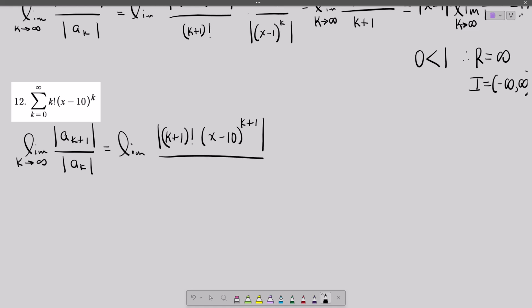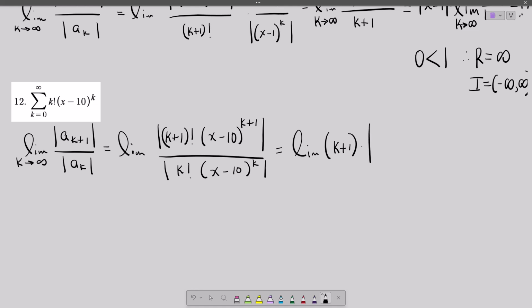So there is a sub k plus 1, and then a sub k in absolute value is that. And once again, we have our factorial cancellation. We know k plus 1 factorial is k plus 1 times k factorial. So we know that we're going to end up with a k plus 1 in the numerator. And again, that's positive, so we can pull it out of the absolute value.